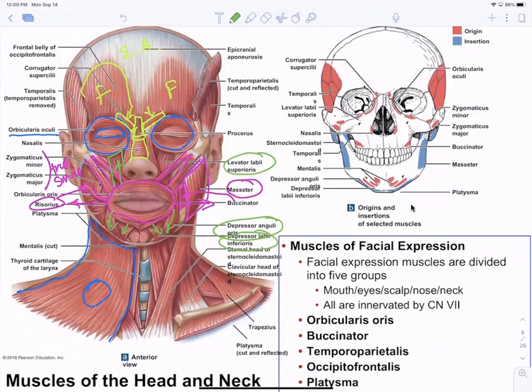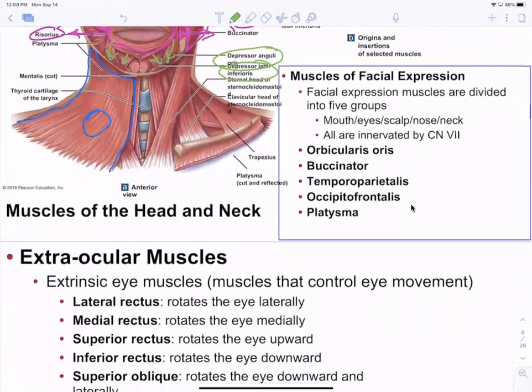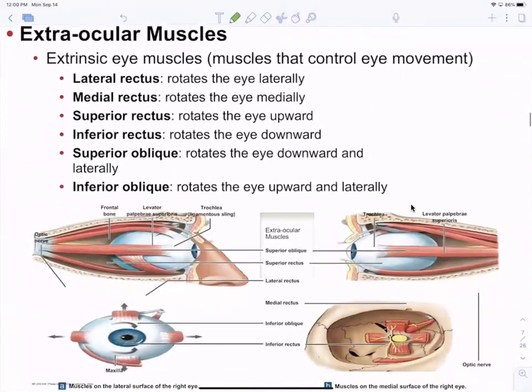So these are the main muscles of your face. And again, your temporalis is under the temporoparietalis, and this is a muscle of mastication as well. So those are muscles that move your face.